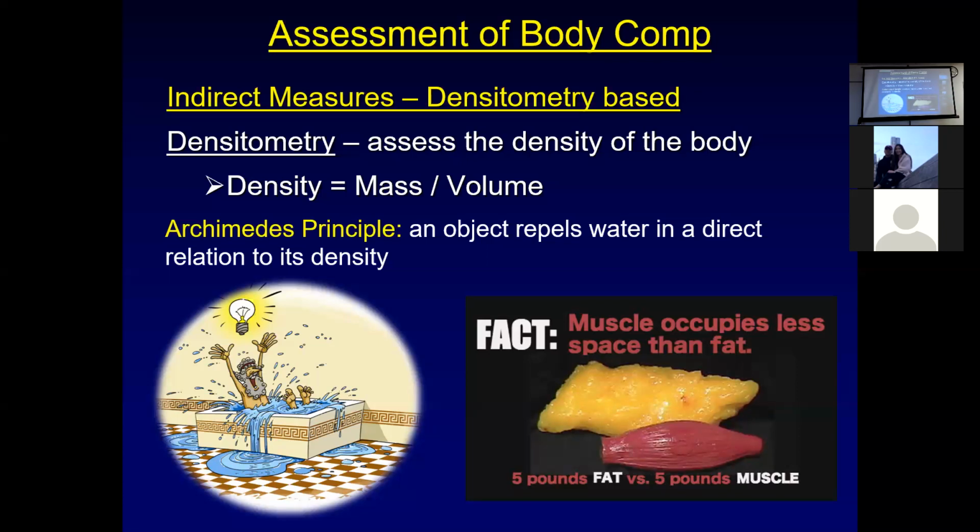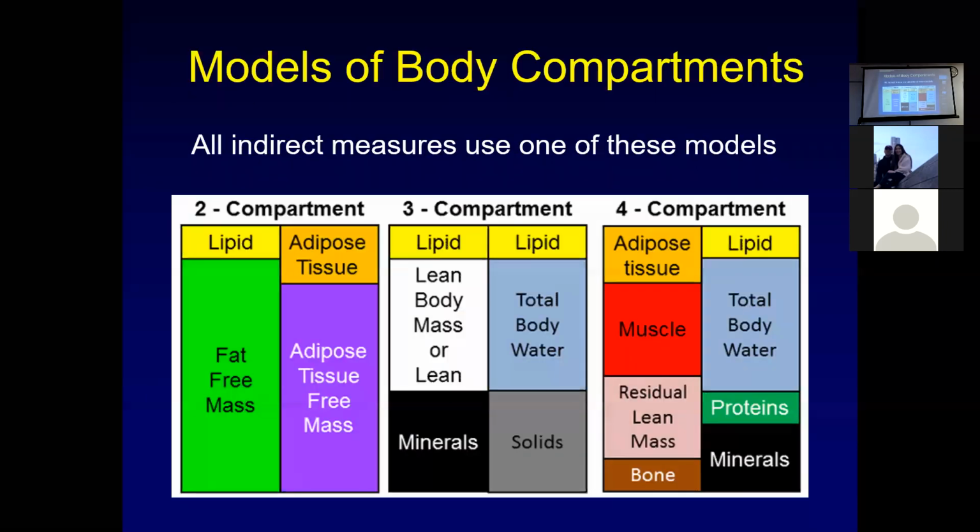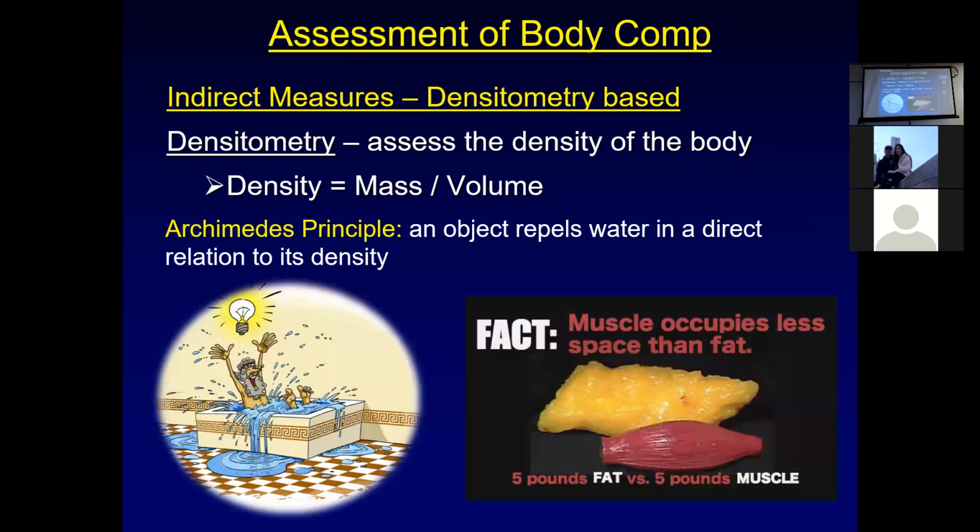Almost everything that we're going to do in indirect quantification of body composition comes back to this idea of density. Okay? So we're going to take a break for a minute, and then I'll talk about compartment models of body composition, and then we'll go into some individual measures, and I'll try to tell you how they compartmentalize things and how that comes back to densitometry.